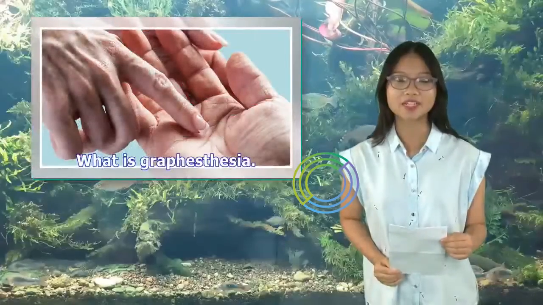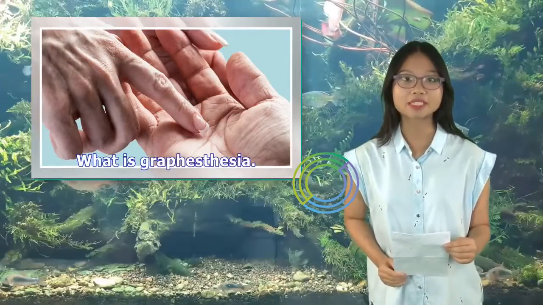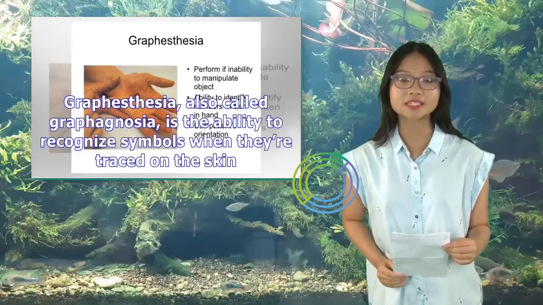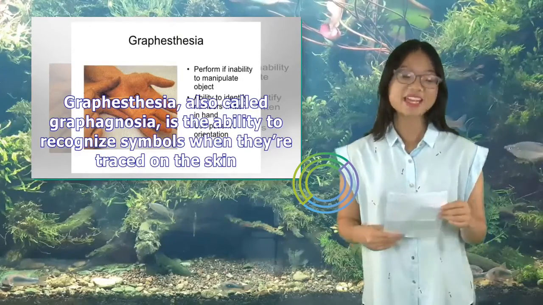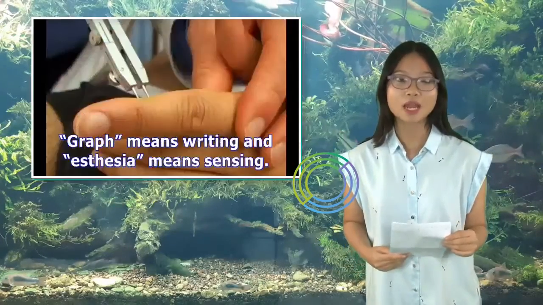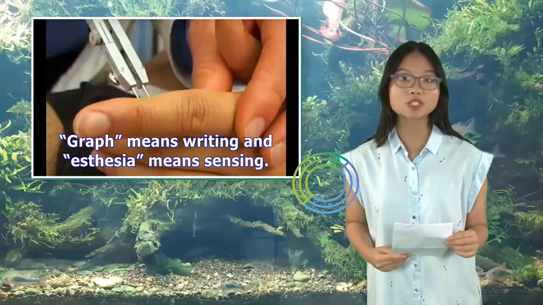What is graphesthesia? Graphesthesia, also called graphagnosia, is the ability to recognize symbols when they're traced on the skin. Graph means writing and esthesia means sensing.